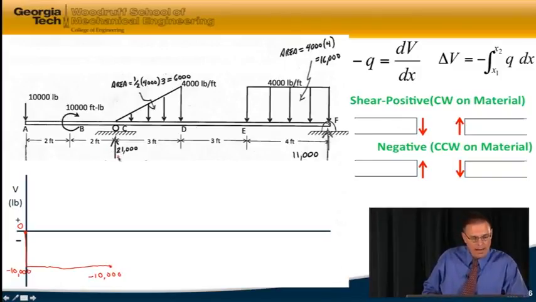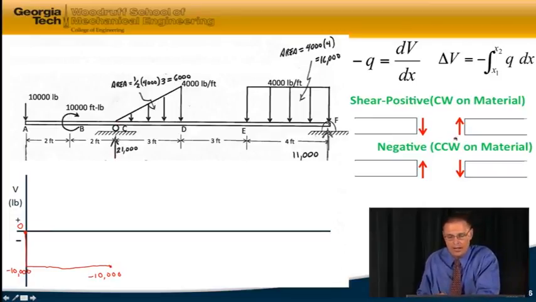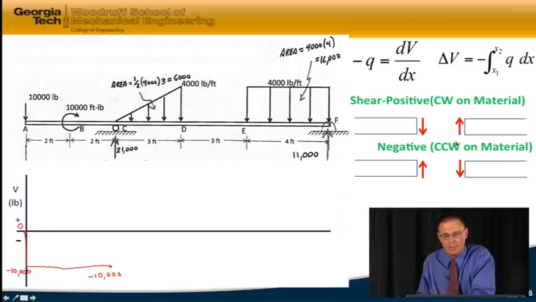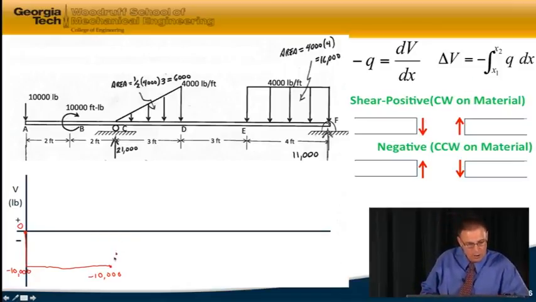At that point, we have our external reaction from the roller that's up 21,000 pounds. And again, we keep looking to the right on the material, so that's up. It's going to be a positive shear force. And so we're going to change from minus 10,000 up to a positive 11,000.